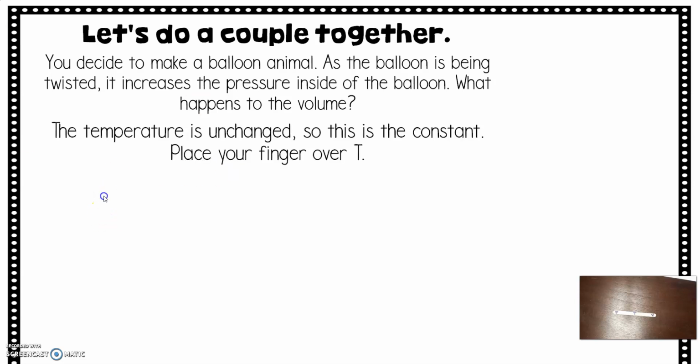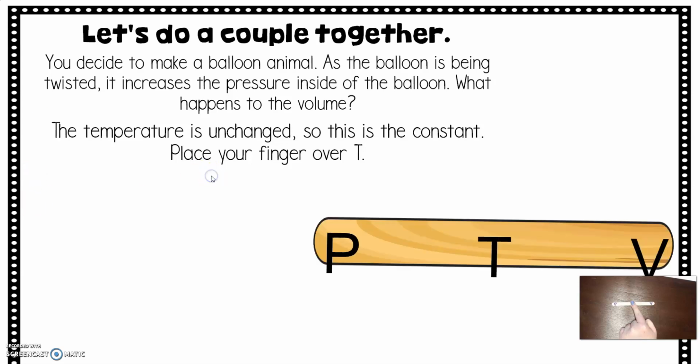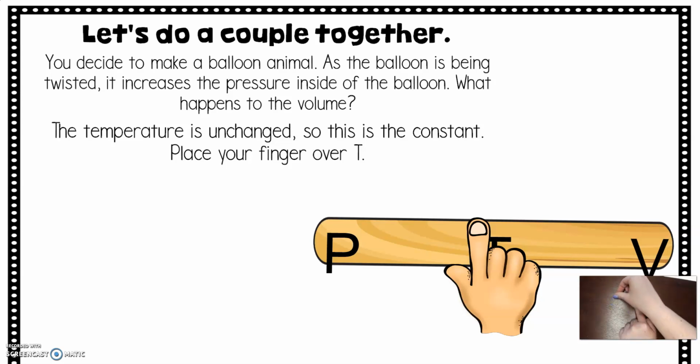So I know that in this scenario, the temperature is not changing. It doesn't say anything about that in the word problem. So I'm going to put my finger over temperature, and you can either follow along with my finger in the bottom right hand of the screen, or you can click along as we show you the larger model. You place your finger over T because temperature is constant. It says the balloon is being twisted, so the pressure is increasing. Anytime it says that it's increasing, I want to move that variable up.